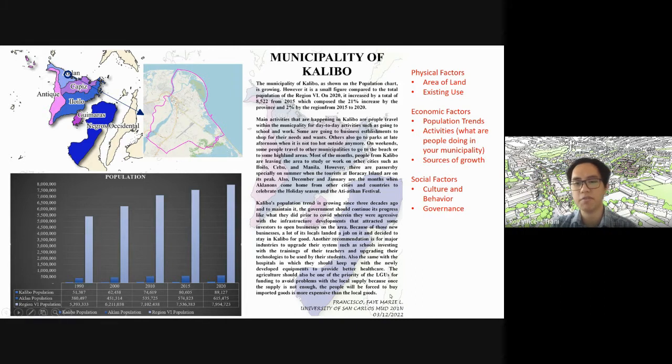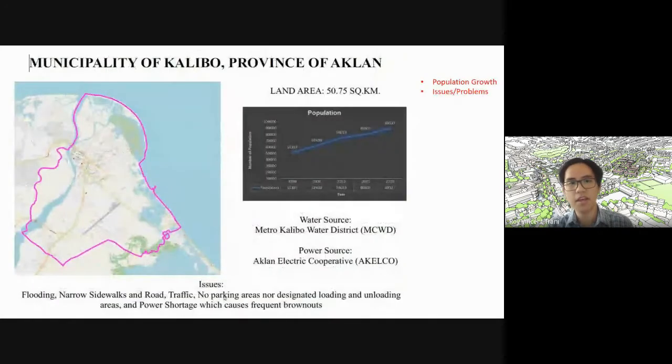And then over here for social and governance factors, you can see Calibo specifically, based on the experience of our student Faye, that day-to-day activities are really the main thing that's happening in Calibo. Buying, selling, going to school, going to work. Even though its population is not the highest in the Philippines, compared to Cebu City, which is at 900,000 people, the municipality of Calibo only has about 90,000. So it's an extra digit less. But it's still growing. It's still important to maintain that growth and make that growth sustainable. So how do you maintain that growth in a place like Calibo?